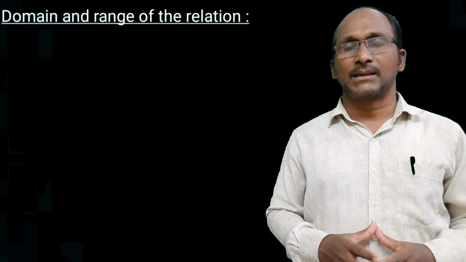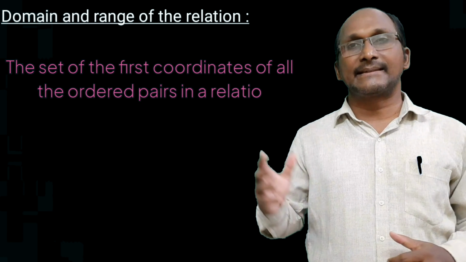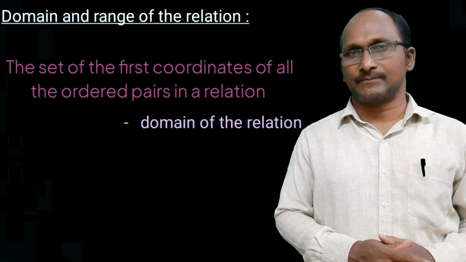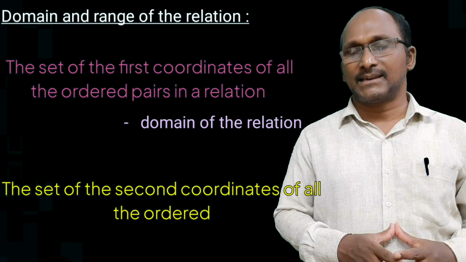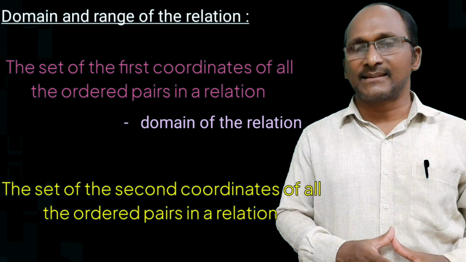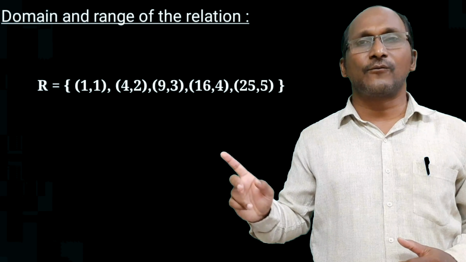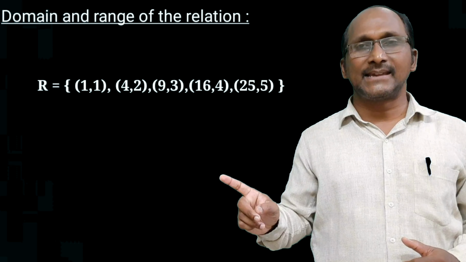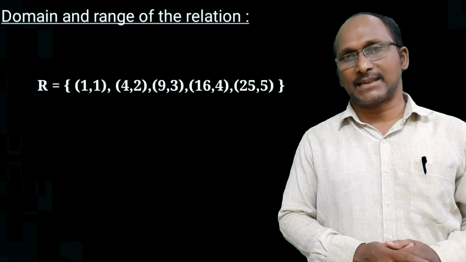After the term formula of the relation, let us define the domain and the range of the relation. The set of first coordinates of all the ordered pairs in the given relation is defined as the domain of the relation, and the set of second coordinates of all the ordered pairs in the given relation is defined as the range of the relation. Now, taking the previous example, that is R is equal to set of (1, 1), (4, 2), (9, 3), (16, 4), (25, 5). Let us write domain and range.